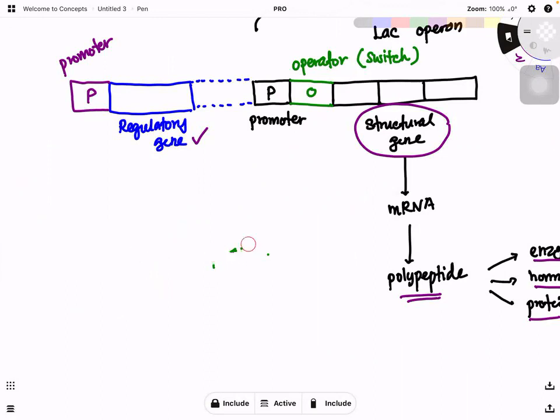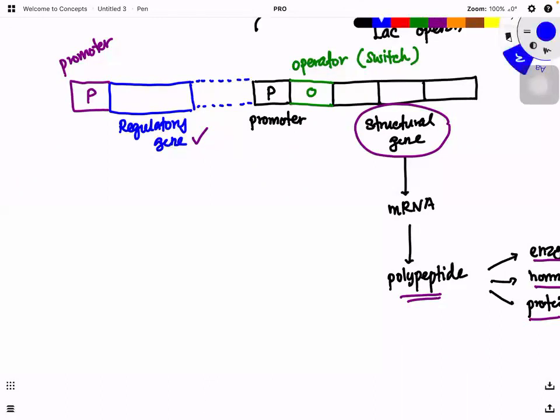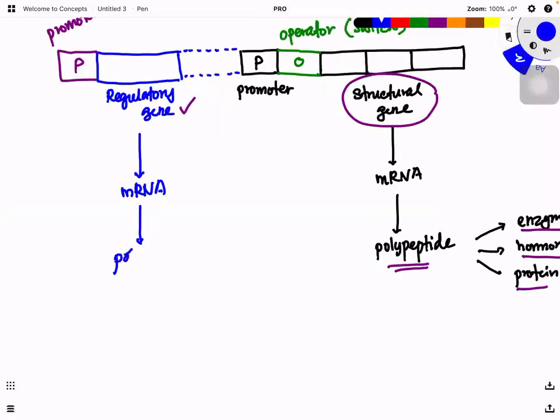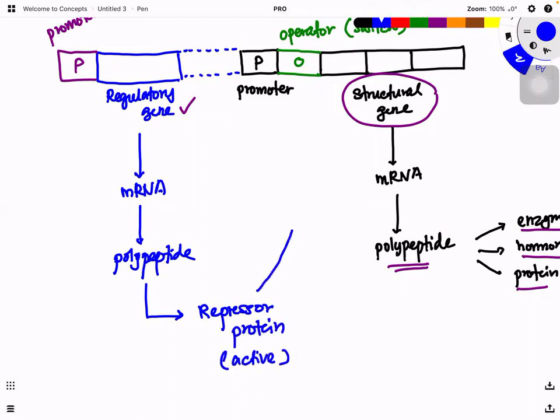So what is the function of the regulatory gene? As long as it is a gene, it codes for a protein. So they produce mRNA, and this mRNA is going to be translated to form a polypeptide. This polypeptide is going to form what we call the repressor protein. When this repressor protein is in its active form, it is going to bind to the operator.